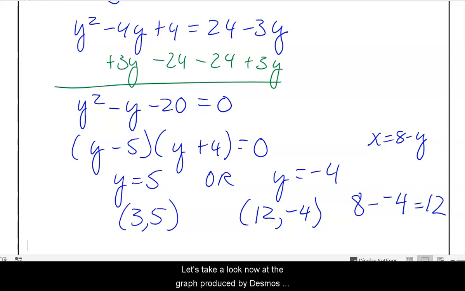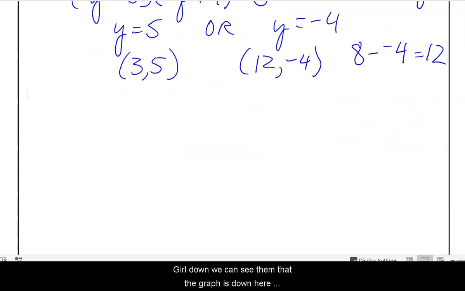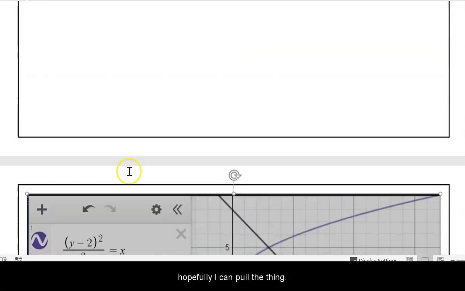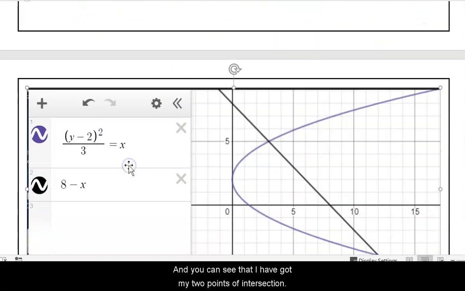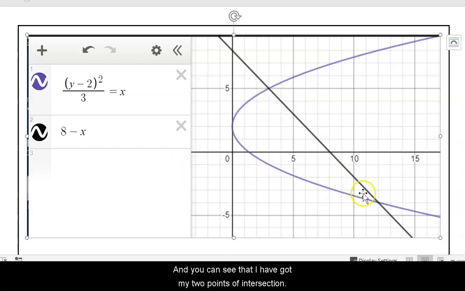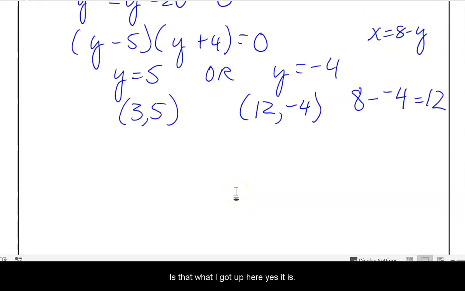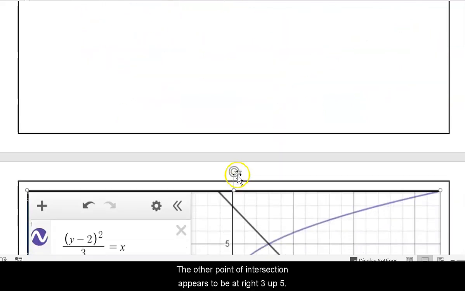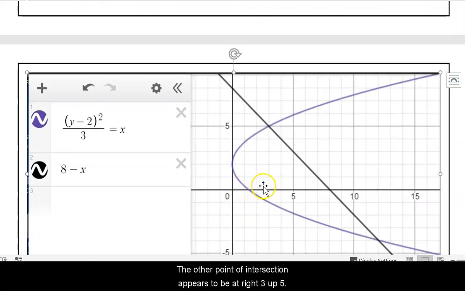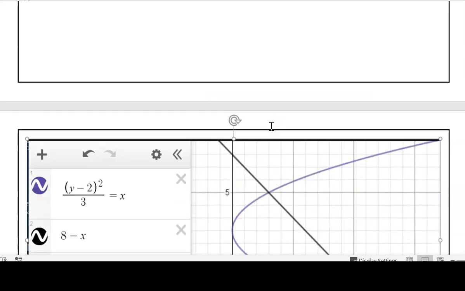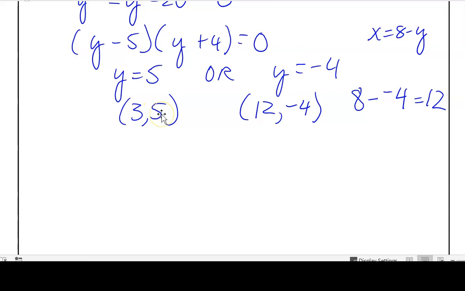Let's take a look now at the graph produced by Desmos and see how we did. If we scroll down, we can see that the graph is down here. Hopefully I can pull it up. And you can see that I have my two points of intersection. This looks to be at (12, -4). Is that what I got up here? Yes, it is. The other point of intersection appears to be at right 3, up 5, which would be (3, 5). That is the other point that I found.